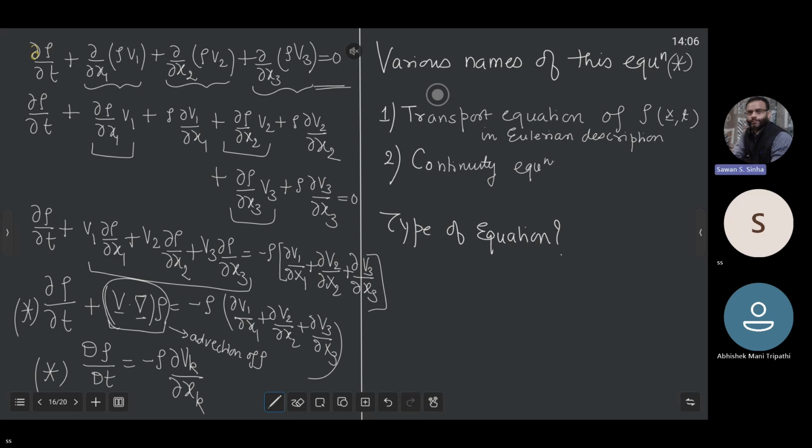And then I realized that the advection term plus the partial time derivative term can be clubbed together and written as the material derivative, right? Material derivative. So this is the simplest form in which we represent this equation. There are various names by which we refer to this equation. We call this equation sometimes the transport equation of density, the transport equation of density in Eulerian description.